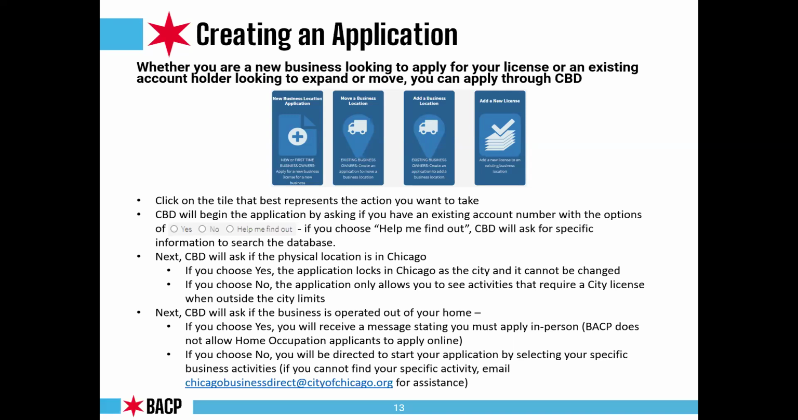Then CBD is going to ask if you operate this business out of your home. If you say yes, it is going to say that you have to apply in person. Currently, we do not allow home occupation applicants to apply online. If you choose no, you will be directed to start your application by selecting your specific business activities. And once again, if you cannot find a specific activity that you are trying to apply for, please email Chicago Business Direct at cityofchicago.org for assistance.